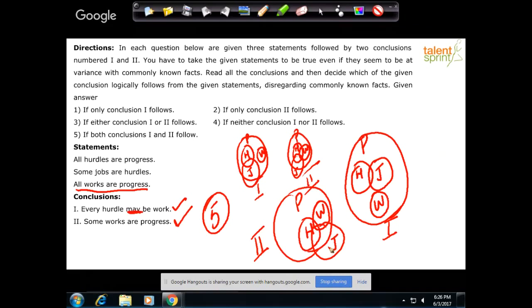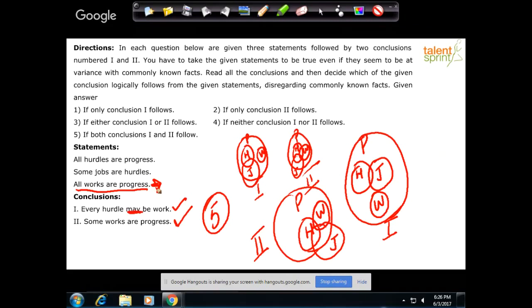Now, every hurdle may be a work. Now, if you notice, we have drawn only 2 possibilities here, but many possibilities are possible. It is also possible that work is actually the larger set for hurdles. If that is the case, then actually conclusion 1 will be true. And some works are progress. Of course, that is true, because the third statement tells us that all works are progress. If all works are progress, some works will definitely be progress.